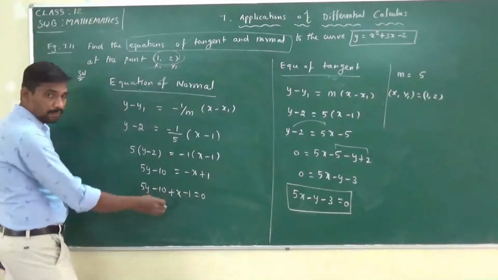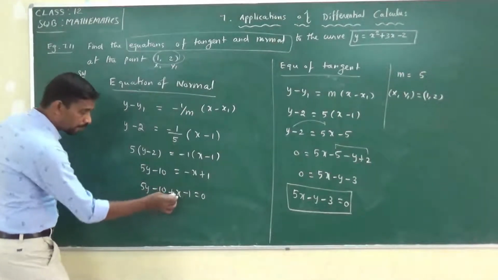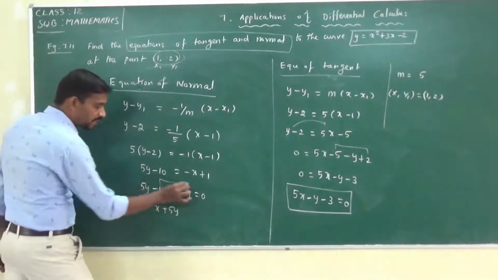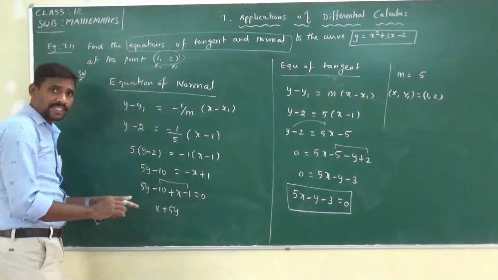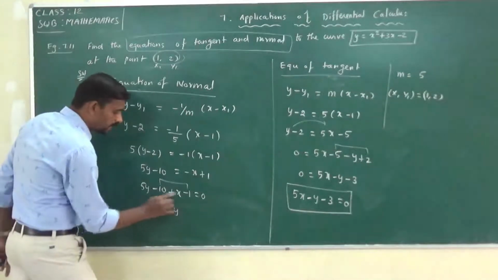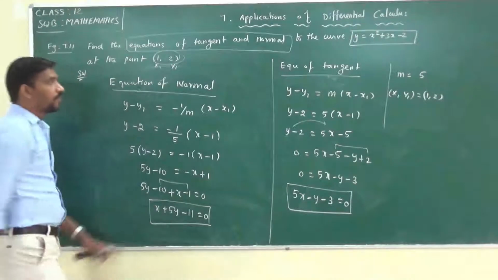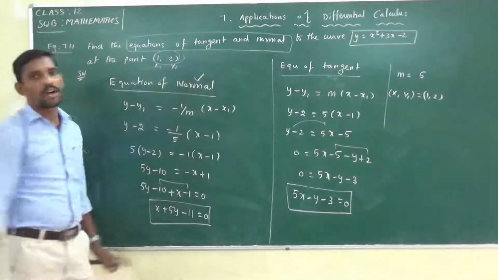Now arrange it and simplify. Arrange and simplify, we get plus x plus 5y. Here minus 10, minus 1. Symbols are same, so you want to add. So minus 10 minus 1, minus 11, which is equal to 0. This is the equation of normal.